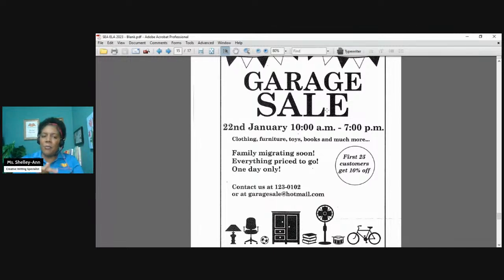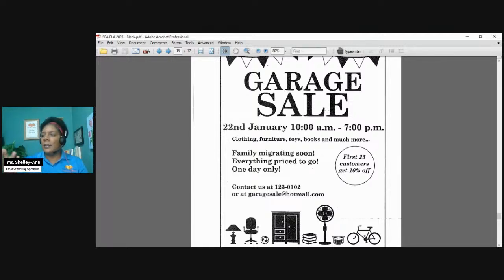Definitely. But another reason is so people would know what the event is, because it could be a supermarket sale, it could be a closing down sale, it could be a different kind of sale other than a garage sale. A garage sale is something specific. And so you want readers to know immediately what the flyer is about.